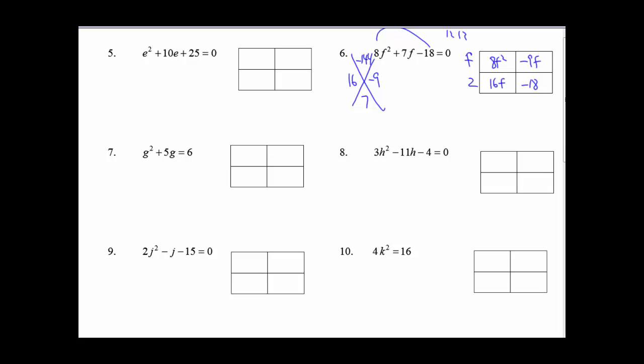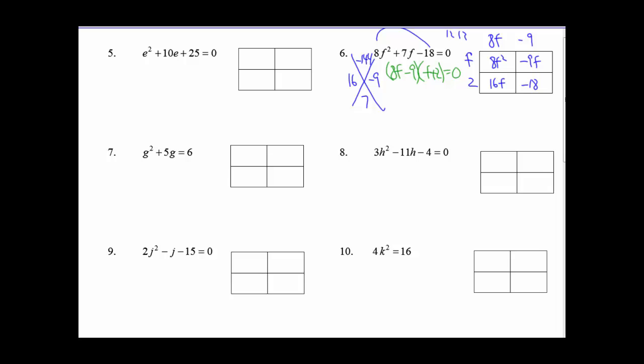If we go from bottom to top with the 8f squared, you can take out an 8f. And notice, because the next one, the negative 9, is a negative, we're going to take out a negative 9 that goes into both of those terms. So we have 8f minus 9 times f plus 2, and set that equal to 0. And there's our factors.